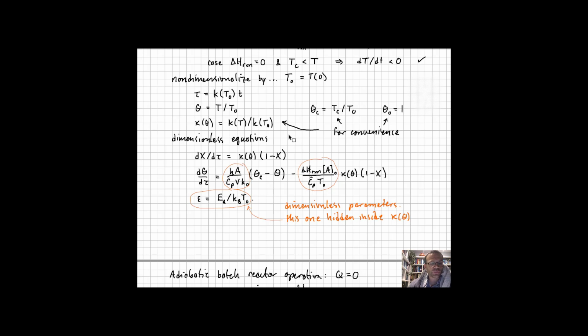From this point we non-dimensionalize, and we get that dx/d tau is equal to kappa of theta times (1 minus x). That was just the species balance equation from above. The other one ends up being d theta/d tau equals this big dimensionless parameter, which has to do with the heat exchanger properties relative to the heat capacity of the mixture, multiplied by (theta c minus theta). Then there's another dimensionless parameter, which has to do with the heat of reaction divided by the heat capacity of the mixture. And this is, of course, my reaction term.